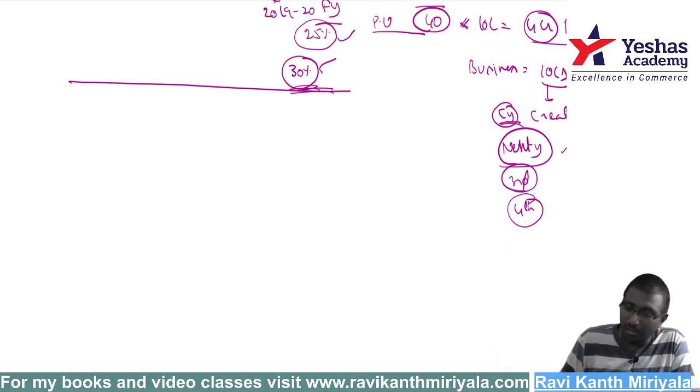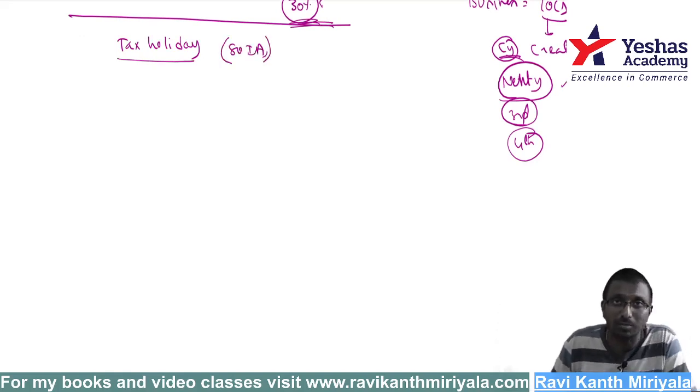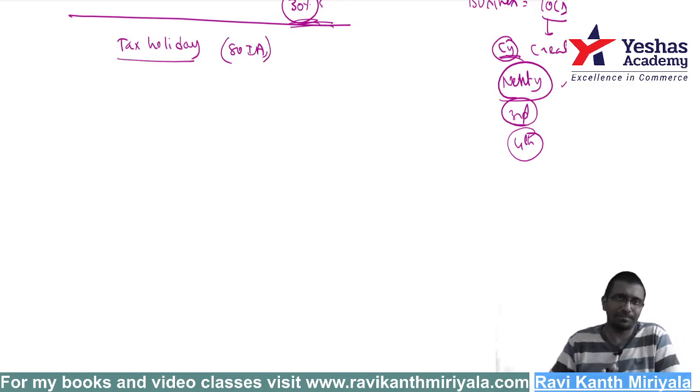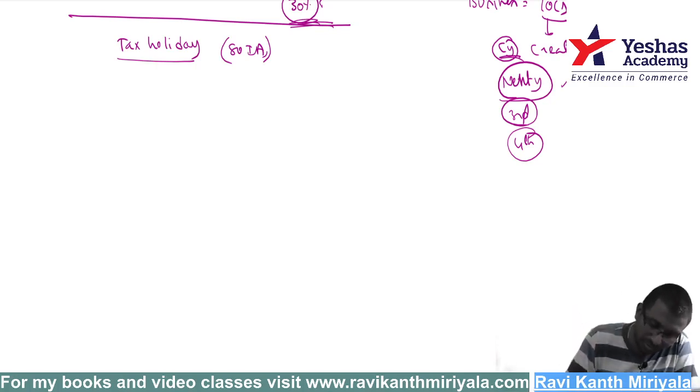Look at this, my dear. This is tax holiday. This is a small point only, not a very big point. Tax holiday, 80IA, IB, 10A, 10B, something like those sections which are applicable as per income. Whatever the section number, forget it. Tax holiday, if it is there, what is the point? First point, what is the tax holiday?